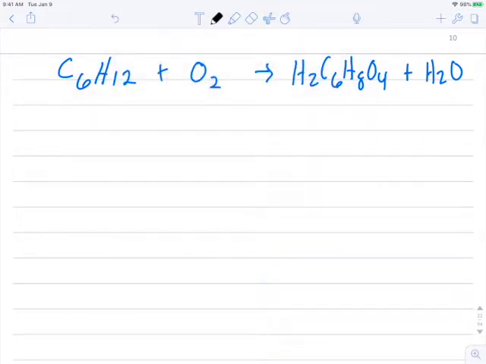So this is a form of a combustion reaction, but for our purposes, I just want you to think of this as how we're producing this adipic acid. But to balance it, we have carbon, hydrogen, and oxygen on both sides.